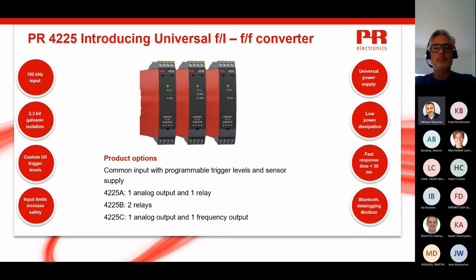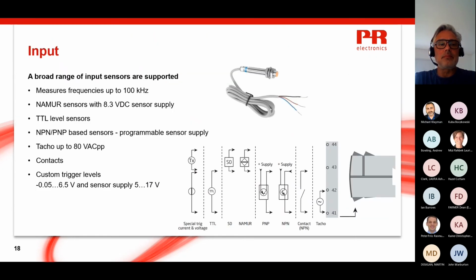By combining it with one of our 4511 displays, you can add Modbus RTU output. Using a 4512 display, instead, enables Bluetooth programming and data logging. All typical sensors and signals are supported, including NAMUR, NPN, PNP, TTL, TACO, contact, or custom trigger levels that you can program to match your signal.